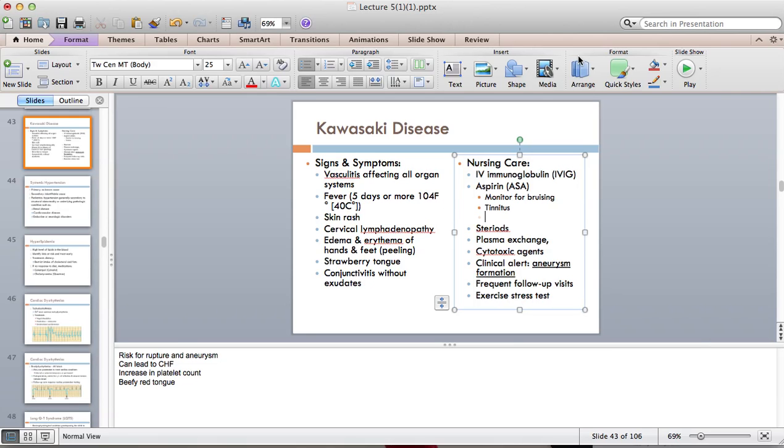What else do you have to know? You have to put in place your bleeding precautions. Everything that has to do with bleeding precautions, you have to put that in place. So that's what you need to do for your patient. In addition, they can also give steroids, but the first line treatment will be the immunoglobulin and the aspirin. And sometimes they give chemo agents, which are cytotoxic agents.